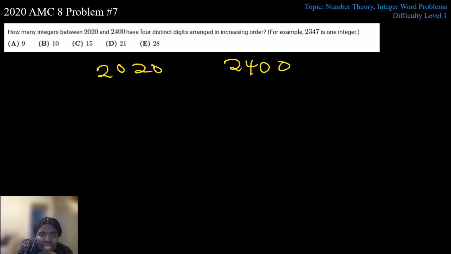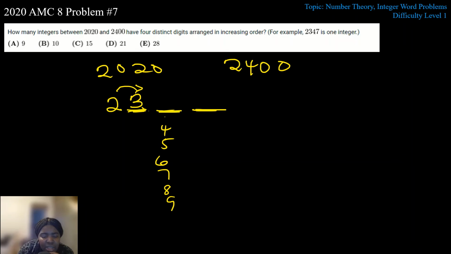Okay, so in that case, within this interval, since we start with a 2, our next number has to be a 3, right? If it's a 4, then our max is 2400, so we can't really go past that. And so it's going to have to be a 3 because that's the one that's increasing after 2, the next one. Okay, so now we just need to figure out what these two digits can be. So once you have a 3 here, your options for this become 4, 5, 6, 7, 8, 9, right?